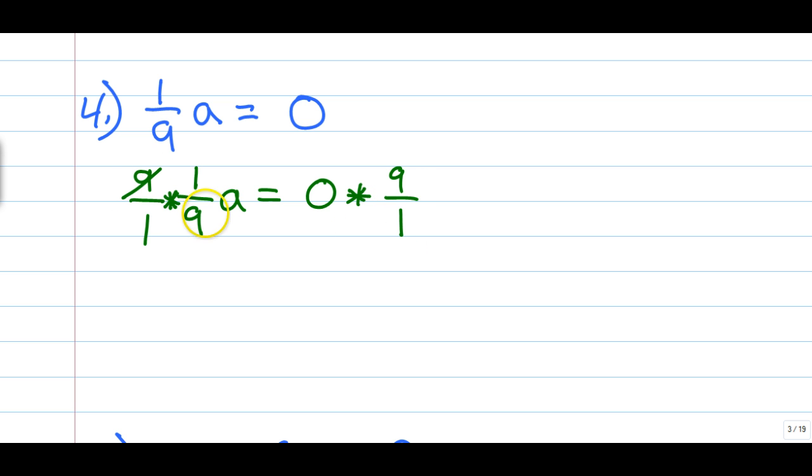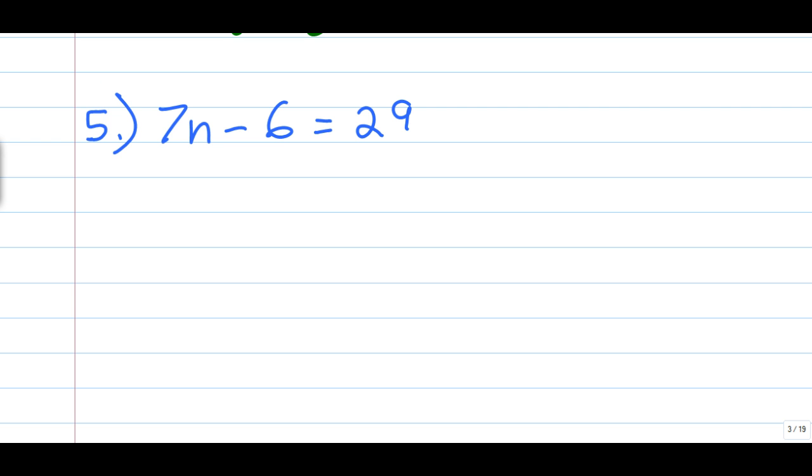This in turn clears the fraction from the left side of the page, leaving a equals 0 times 9 over 1. Anything times 0 equals 0. So a is equal to 0.